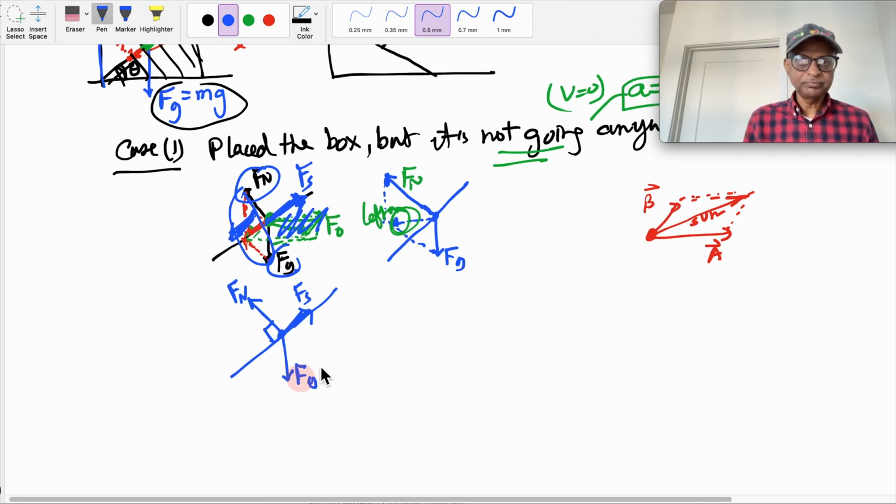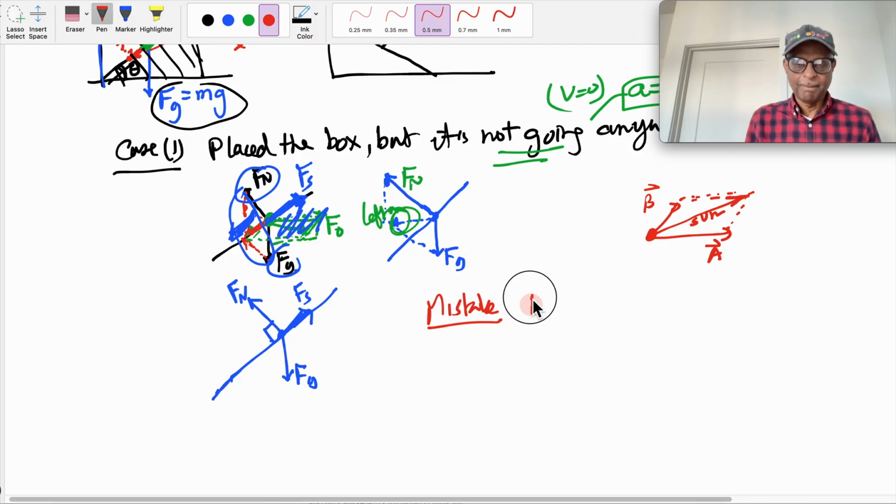Okay, this is balanced, so it's not going anywhere. Then it would mean that adding these three forces will go to zero. So mistake number one, what is the mistake?